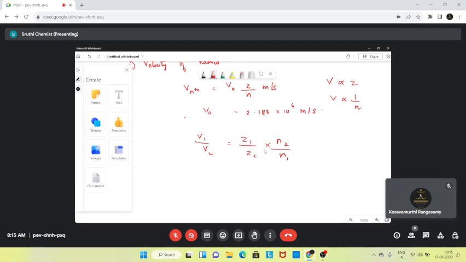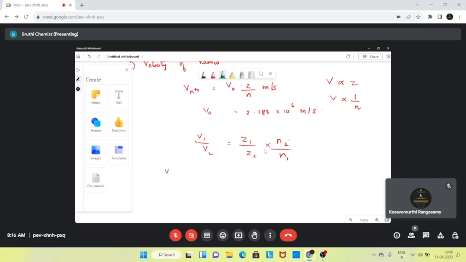Is there any doubt why it comes like this, students? V1 by V2 is equal to Z1 by Z2 into N2 by N1. Are there any confusions here? Are you people clear or not? Clear, right? Otherwise I'll do it for one.